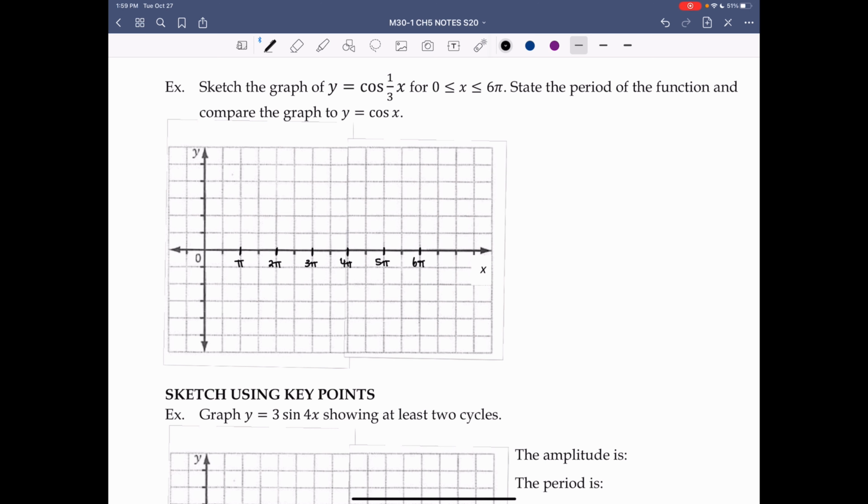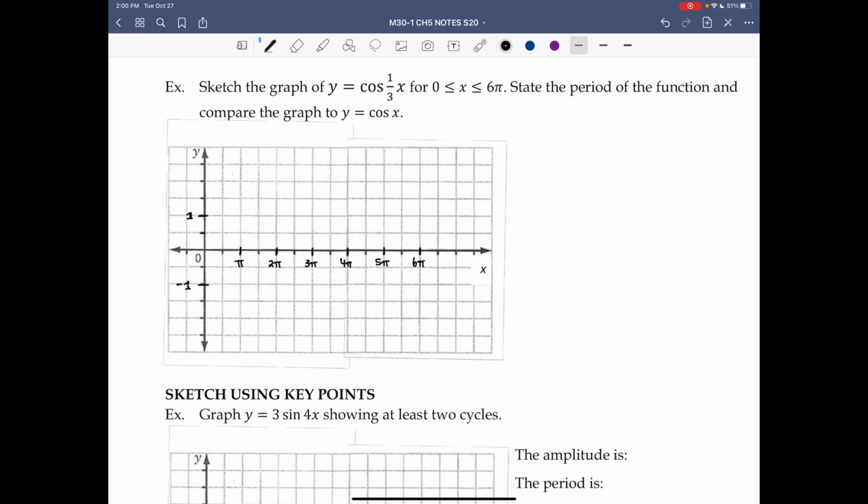Then for our y-axis, our a value is 1 for cos 1/3x. So we need to go up to 1. Again, I'm going to make each unit 0.5 so that 1 is here, so it's not so cramped. And then down here would be -1.